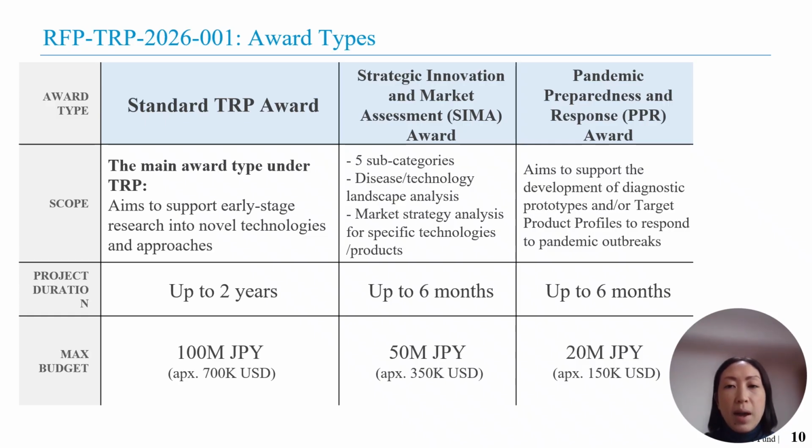And the Pandemic Preparedness and Response Award, the PPR Award, focuses on pandemic response to support the development of diagnostic prototypes and developing target product profiles, TPPs, for diseases with pandemic potential or diseases with public health emergency. This award supports up to 6 months with a maximum budget of 20 million Japanese yen, equivalent to 0.1 million US dollars. Let me explain to you about each award one by one.